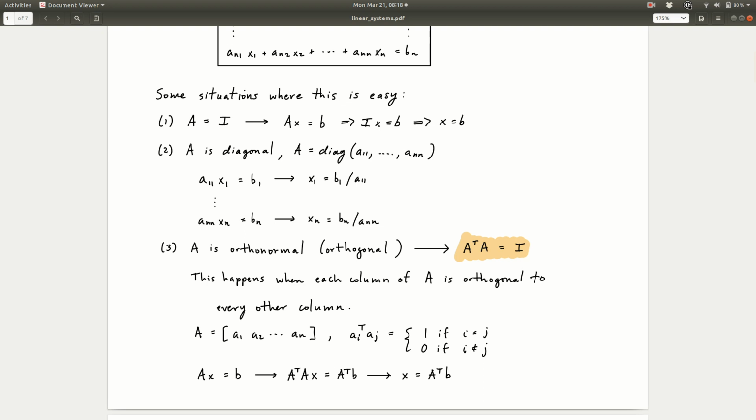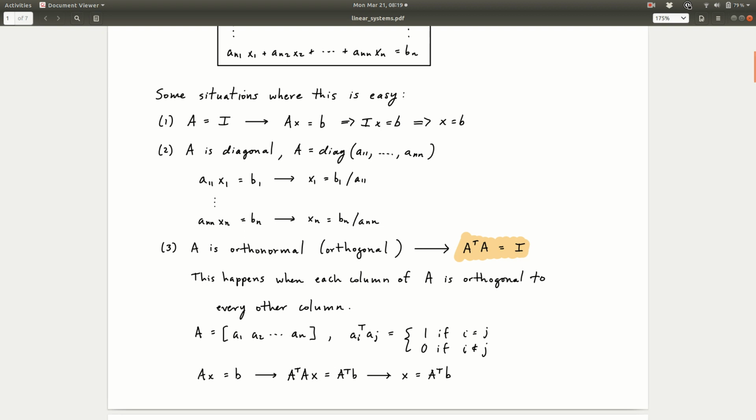And now, this is a simple enough situation that you can just solve it. So here, X1 is equal to B1 over A11. That's what we get here. And this is true for all of them. So Xi is just going to be Bi over Aii. So Xn is Bn over Ann.